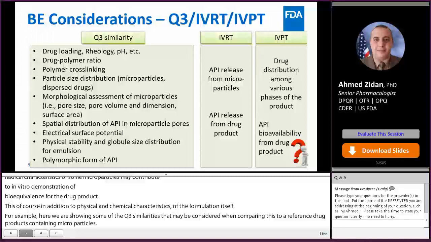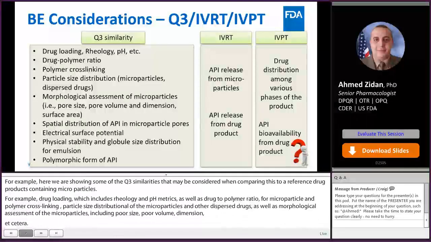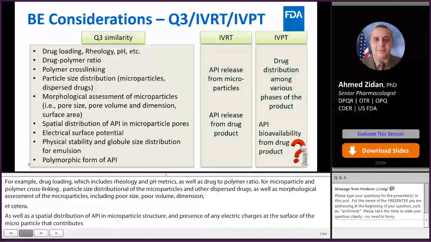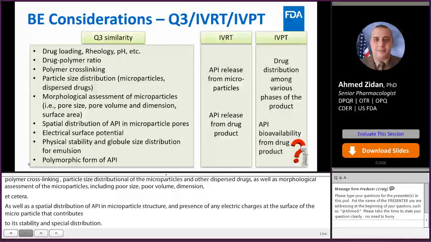as well as morphological assessment of the microparticles, including porosity and porosity parameters such as pore size, pore volume, dimension, surface area, tortuosity, etc., as well as the spatial distribution of API within the microparticle structure and presence of any electric charges at the surface of the microparticle that contribute to its stability and prevent aggregation within the dosage form, as well as physical stability and globule size distribution, and this should be considered for multiphasic topical drug products such as emulsions, as well as presence of API in different polymorphic forms.